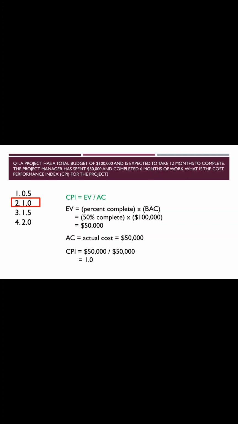Let's move to the second question. A project has a total budget of $50,000 and is expected to take 6 months to complete. The project manager has spent $25,000 and completed 4 months of work. What is the schedule performance index for the project? So the SPI measures the value of the work completed compared to the planned value of the work at any given point in time. So the formula is earned value divided by planned value for the SPI calculation.